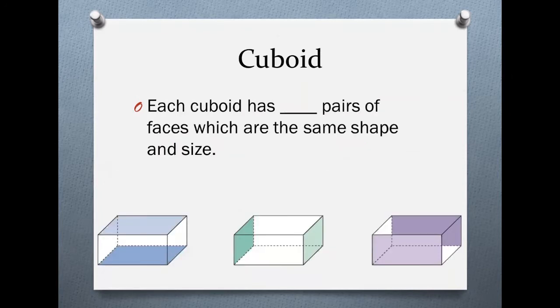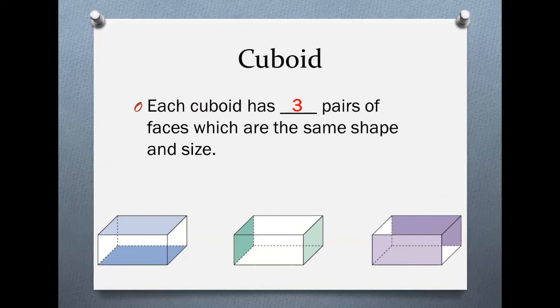Now, students, let's take a look. Can you find out how many pairs of faces are of the same shape and size in this example? I'll give you 10 seconds. A cuboid has a total of 3 pairs of faces which are of the same shape and size.